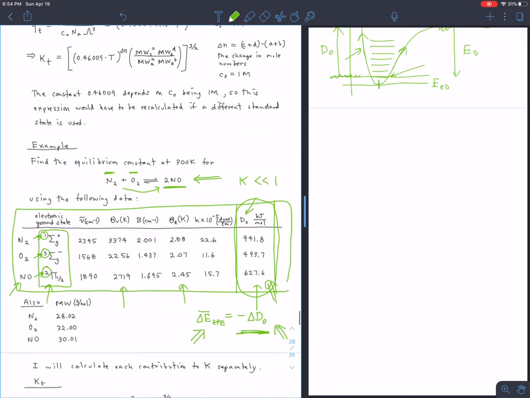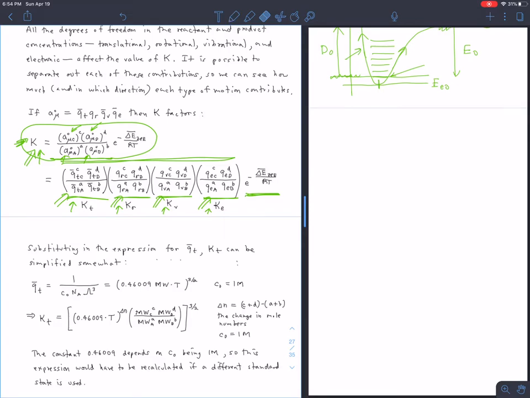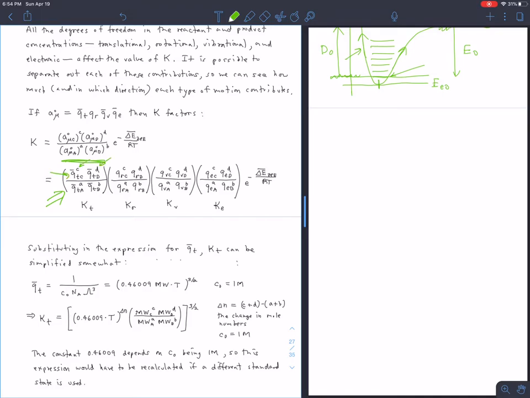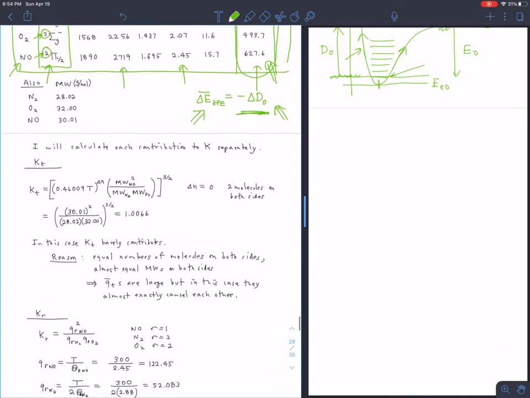Okay, so now I'm going to do this calculation, and I'm going to do it one factor at a time. So I'm going to calculate first, let me get rid of all this junk. First, I'm going to calculate the translational contribution to the equilibrium constant, and to do that, I just need the ratio to the appropriate powers of each of these standard translational partition functions. Then I'm going to do the same thing for rotations, then the same thing for vibrations and electronics, and finally this zero-point energy factor. Translations first.